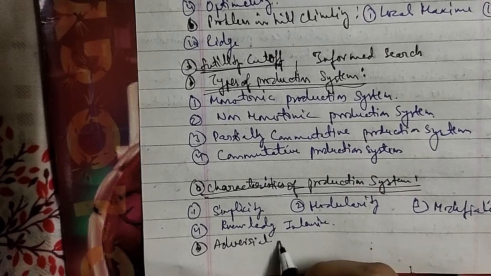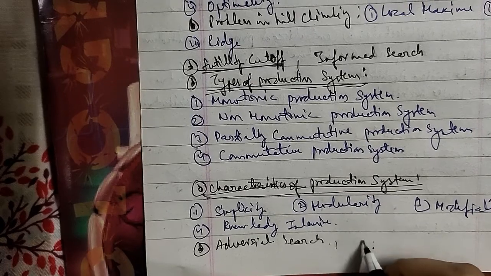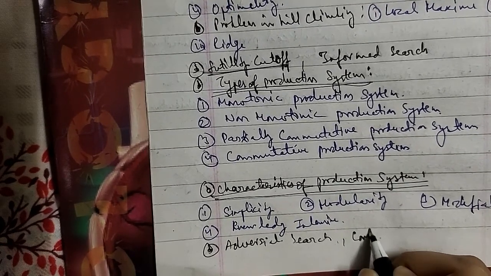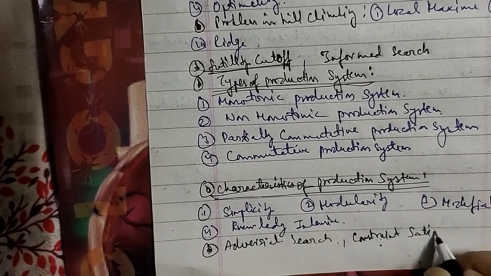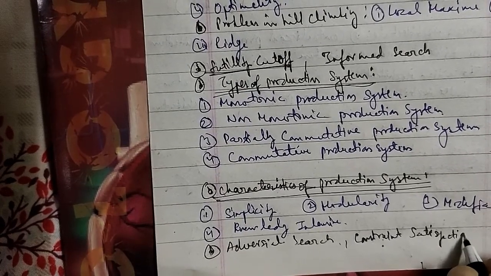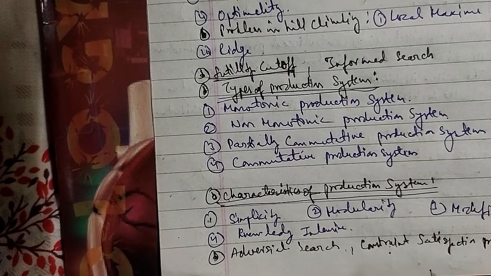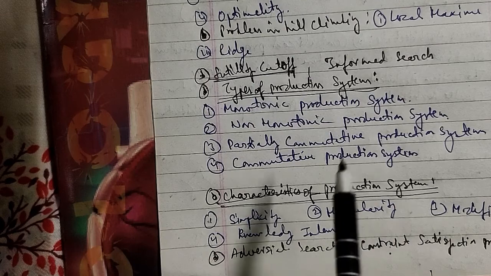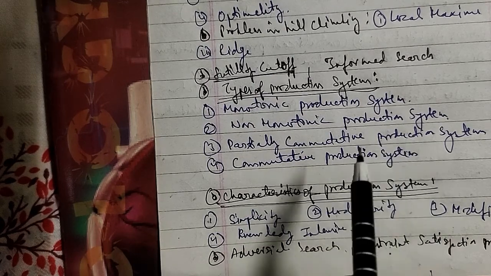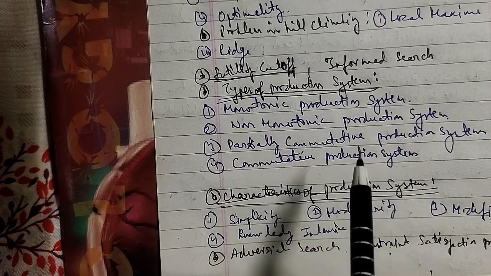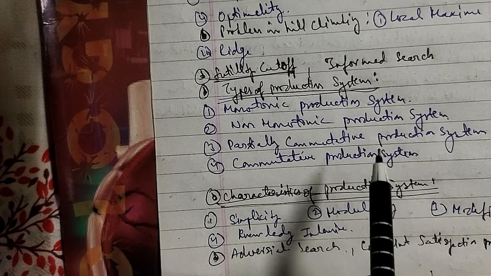After that we have constraint satisfaction procedure. This constraint satisfaction procedure is a search procedure that operates in a space of constraint sets. The initial state contains the constraints that are originally given in the problem description.